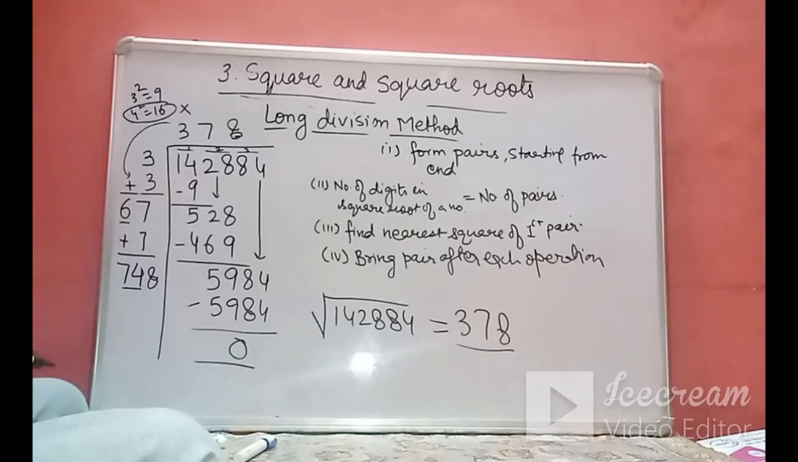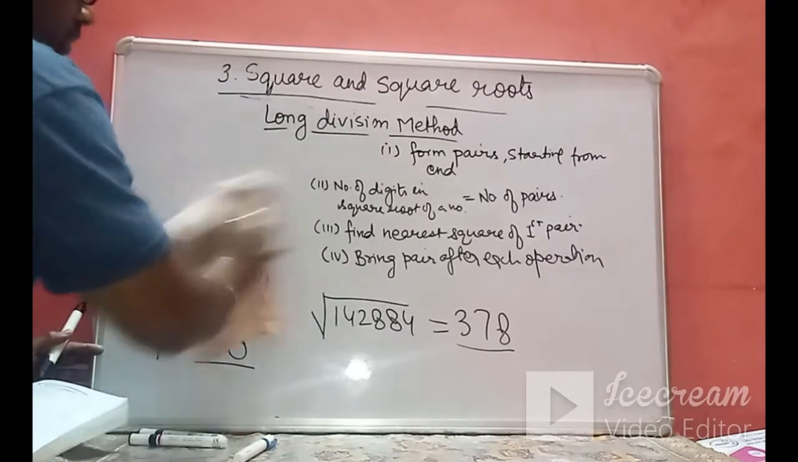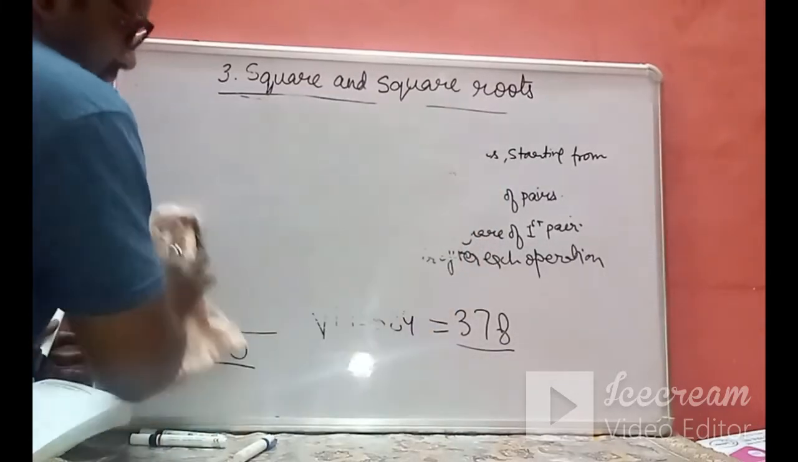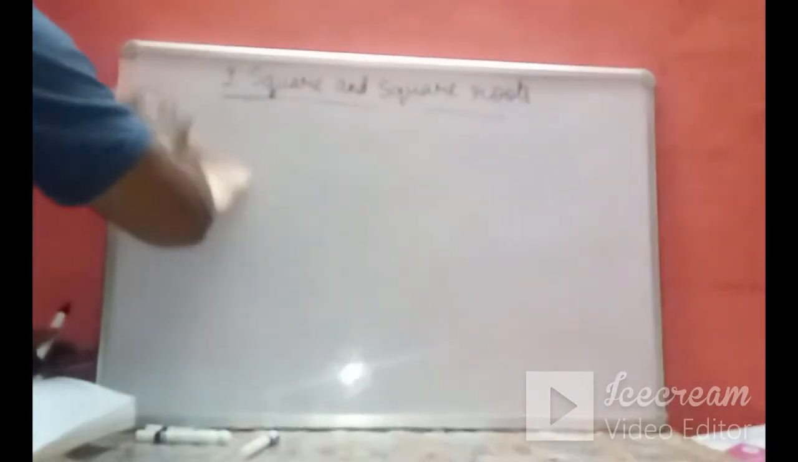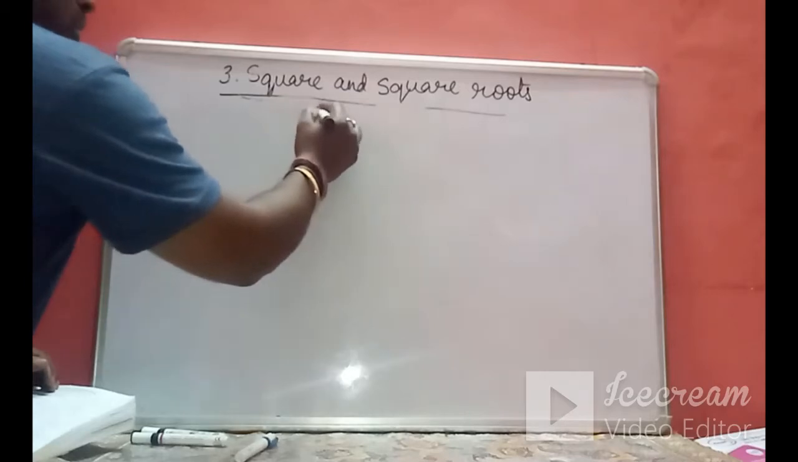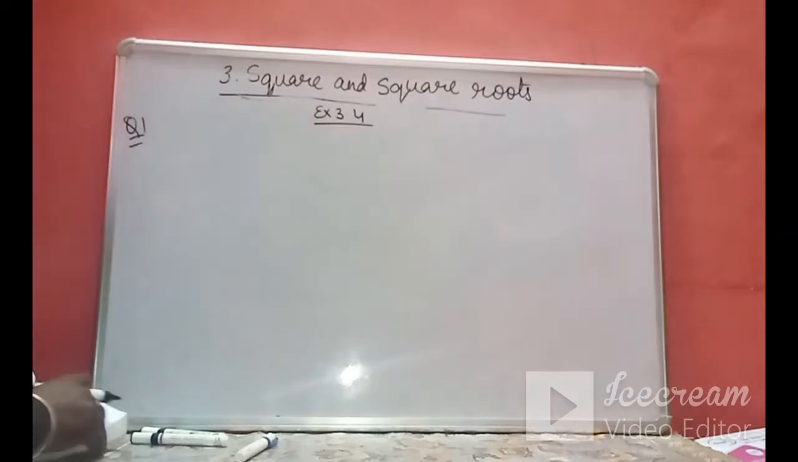Okay, so using this method, we will solve the questions of exercise 3.4. So let's solve the questions of exercise 3.4. Okay, so exercise 3.4, the very first question. By pairing the numbers, estimate the number of digits in the square root of the numbers.